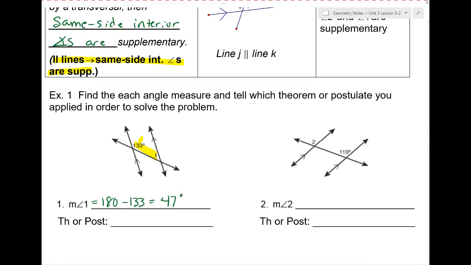Now, what postulate or theorem told me this? Same side interior angles. You may write the name of it, that's fine, but if you didn't tell me theorem, it would be wrong. Or you could write it out like this: if parallel lines, then same side interior angles are supplementary. Honestly, I prefer people do better with the conditional statement, but if you wrote the other one, I am not going to count it wrong.